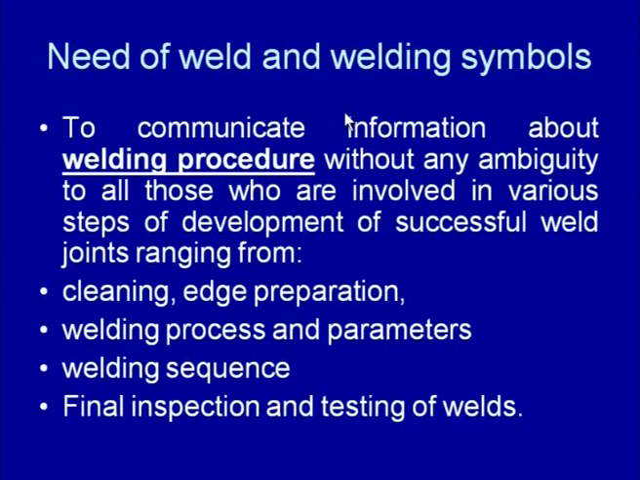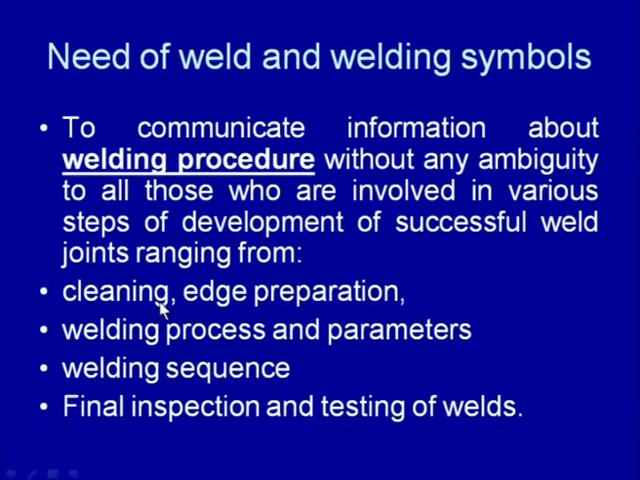And in order to communicate the information about the welding procedure without any ambiguity to all those people who are involved in various stages of the development of the weld joint, it is important that they are given proper information in respect of the cleaning procedure to be used, kind of edge preparation to be used, the welding process and parameters to be used, welding sequence, and the type of inspection of the weld joint to be used. And for this purpose, a very standard procedure of weld symbols is used.